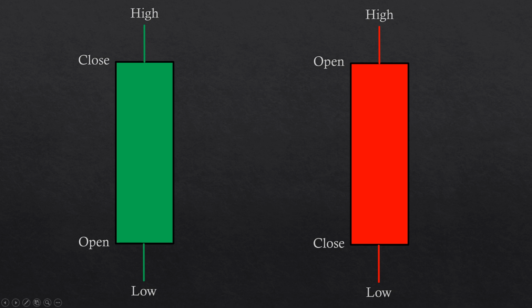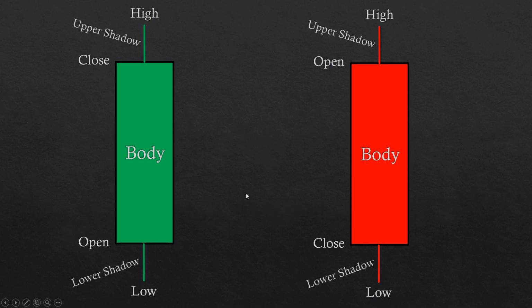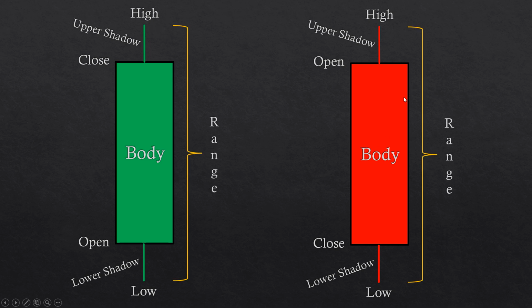Given the 4 prices, there are 3 main properties of a candlestick: the candle body, the candle shadows or wicks, and the candle range. The candle body is formed by the space between the open and the close, and is displayed as a thick bar. Candle shadows are the space between the open and the low, and the close and the high in the case of a bullish candlestick, or the open and the high and the close and the low in the case of a bearish candlestick. Candle shadows are displayed as thin lines to differentiate from the candle body. The candle range is simply the space between the low and the high.